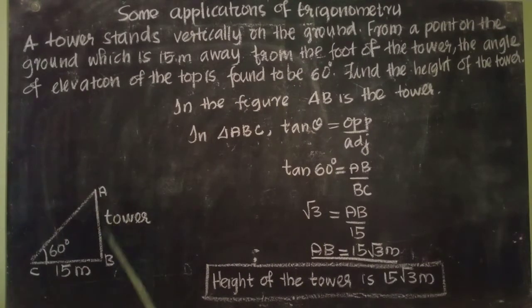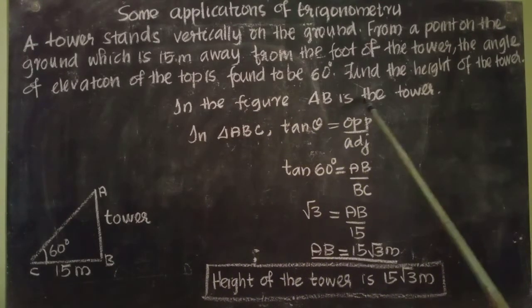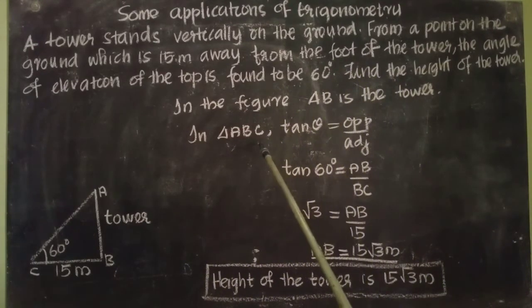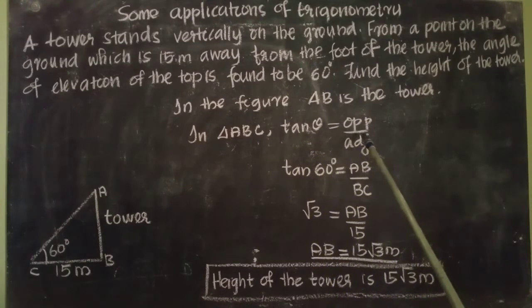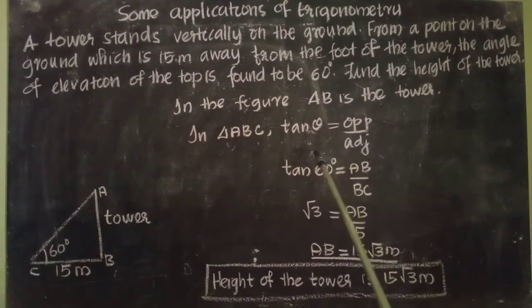In this figure, AB is the height of the tower. So we need to find out what is AB. So let us take the ratios. In the figure, AB is the tower. In triangle ABC, tan theta equal to opposite side by adjacent side. Here theta equal to 60 degree. AB is the opposite side, BC is the adjacent side.